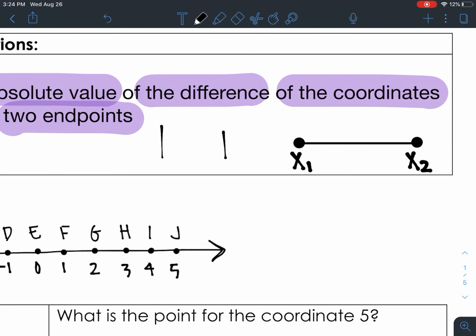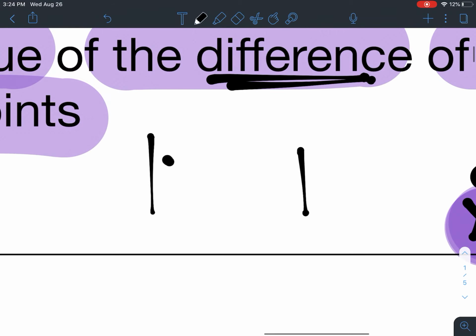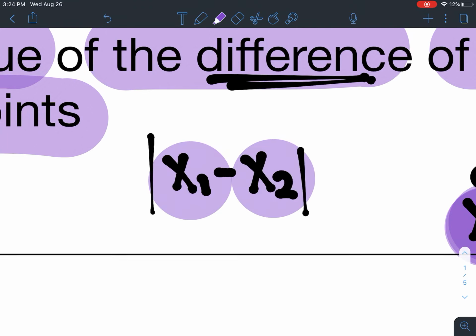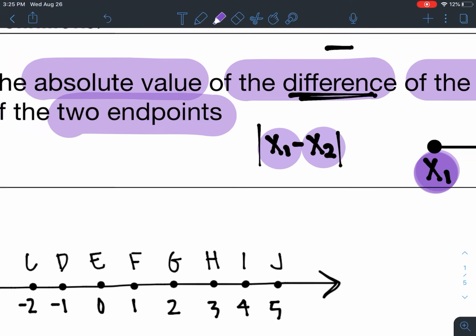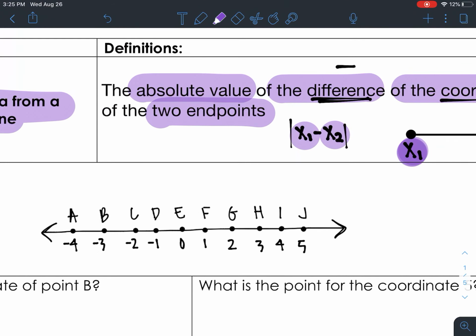So if we go back to that definition, it says the absolute value of the difference. Difference in math means subtraction, and we're going to be subtracting the coordinates. Again, we're using x1 and x2 to represent those coordinates. So the absolute value of the difference: I'm going to subtract x1 minus x2. And the order of that doesn't actually matter. We could have done x2 minus x1, and that would be fine as well. Now, the significance of the absolute value is that distance always has to be positive, right? So the absolute value is what's important there to make sure that that distance is positive, all right?